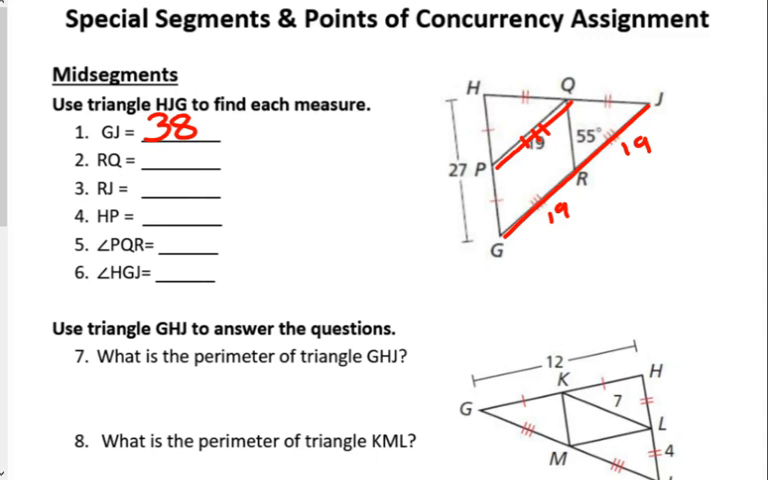So for RQ, now RQ is not 55. 55 is a degree, so we're not looking at 55. But if we know that HG is 27, then we know RQ is half of that, right? Because again, a parallel side, the mid-segment is half of the parallel side. So for RQ, 27 divided by 2 gives us about 13.5. So each of these little one tick marks is 13.5.